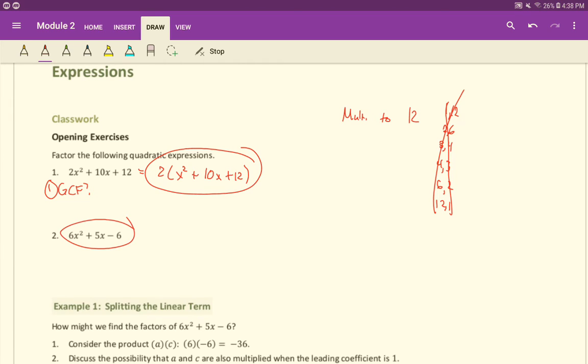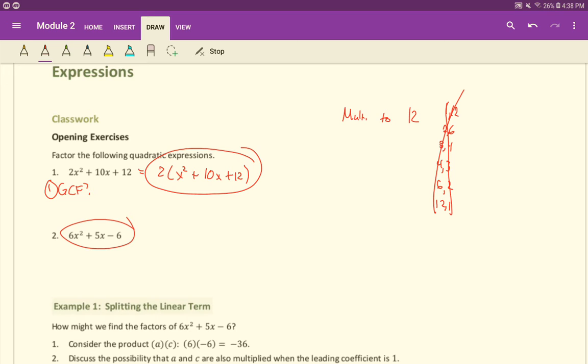Now, factoring this quadratic is going to be a little bit harder. Okay, first of all, is there a GCF? And the answer is no, there isn't. So what do we do here? Because we have a lead coefficient of 6. Well, let me work you through it here, and then we'll show you a strategy.